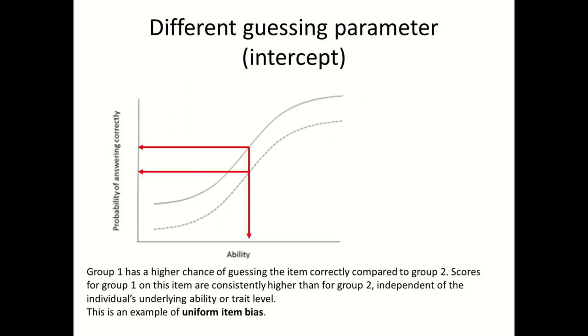And so we can also have different guessing parameters in different groups. Again, this is an example of a uniform item bias because the slopes, the discrimination, are actually the same. But obviously with this item, there's a higher probability of people getting the answer correctly, even though they are very low in terms of their ability.